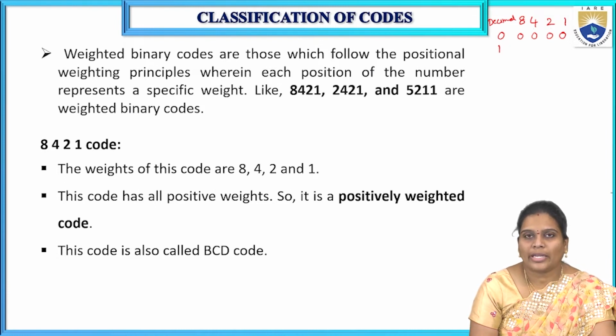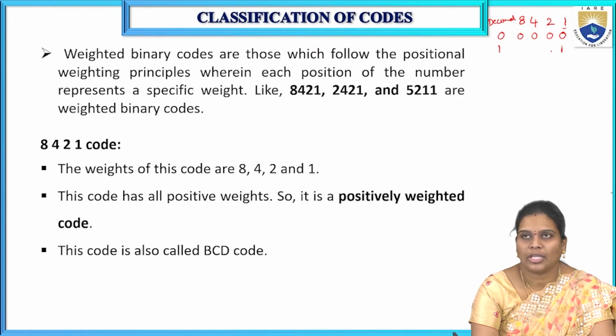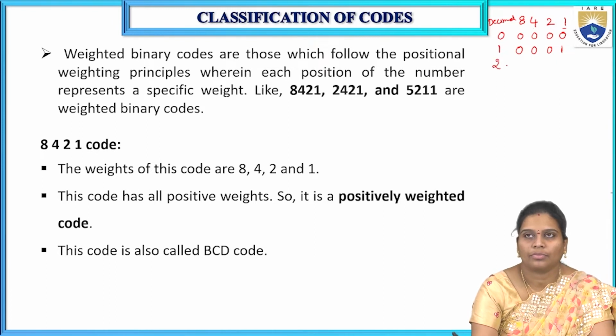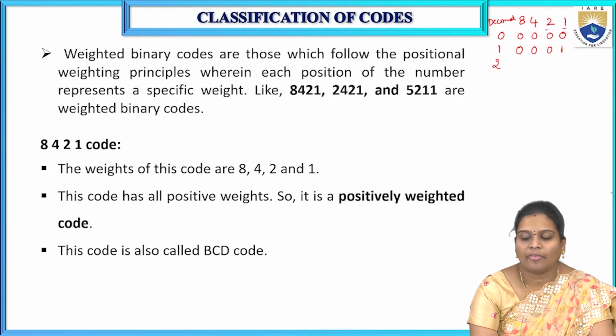Next one is 1. Now I want to write the binary value for 1. Here this position of weight 1 is there. So take this particular position. Remaining bits are zeros. Next one is 2. Here directly we have the second position, so taking that one as 1. Remaining bits are zeros.